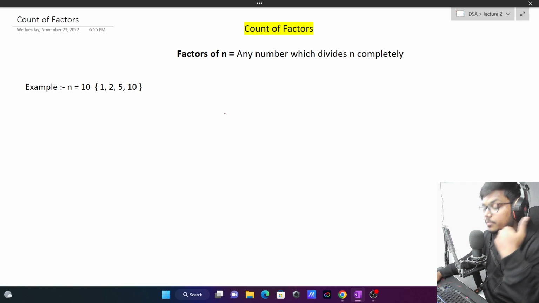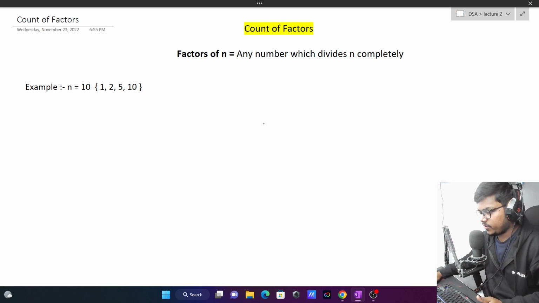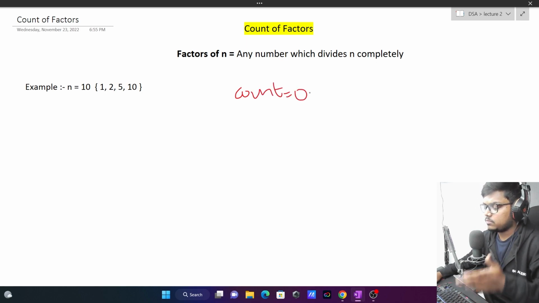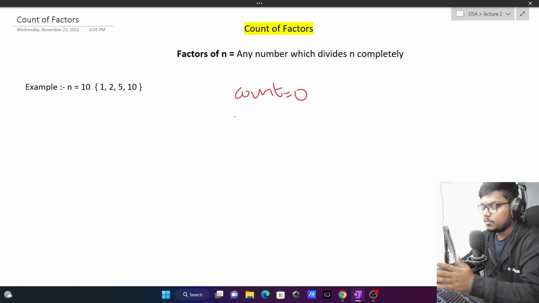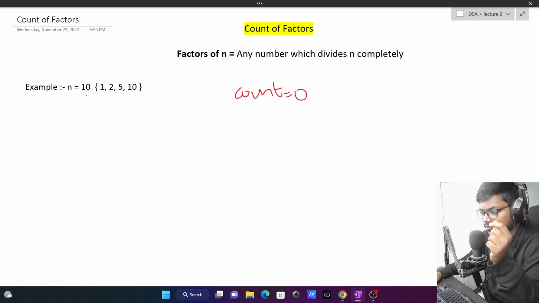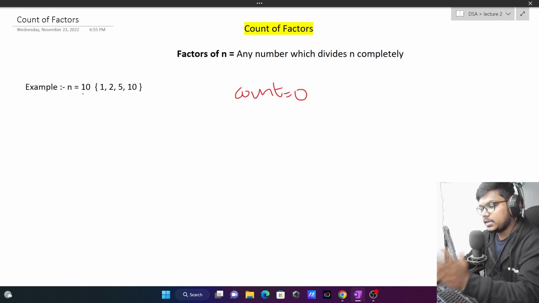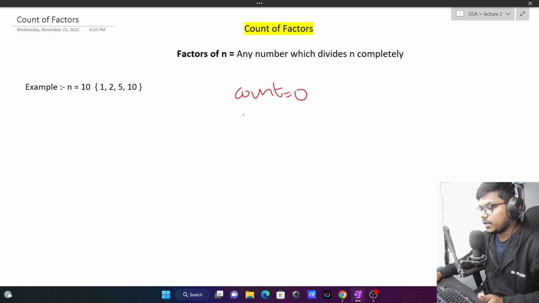What is the approach for this? The brute force approach. Brute force is what we first think of to solve count factors. So basically we need some variable called count to count the factors. And for n equals 10 we need to find the factors till 10, right?